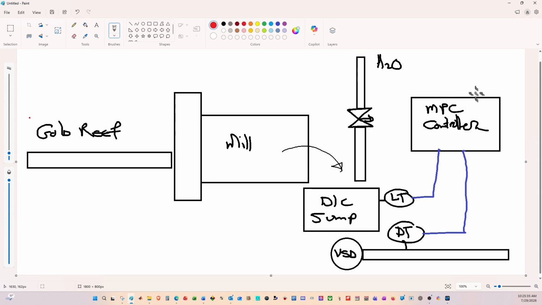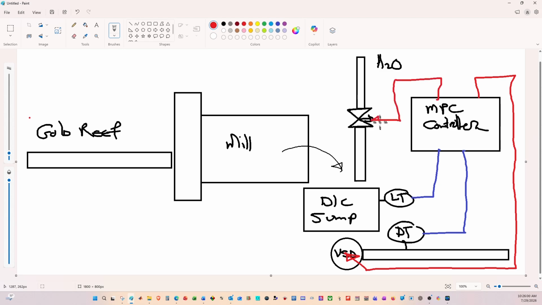The very first output would go to the variable speed drive, and that would be related to the level inside the tank. So if the level in the discharge tank goes too high, I can increase the speed of the variable speed drive and take more product away. If the level goes low, I can slow the variable speed drive. In much the same way, I can take an output signal from the MPC controller and connect it up to my automatic valve that is bringing water into the discharge sump. If the density is too high, I can add in more water, and if the density is too low, I can add in less water.